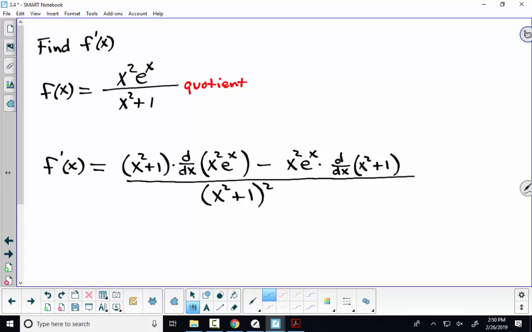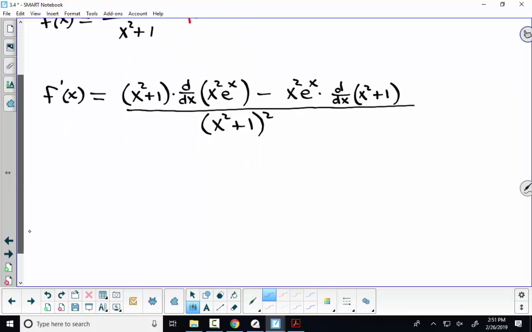Okay, so that's what we're left with. Once we fill in this derivative and then the other derivative, then we have the derivative. We just have to compute these derivatives individually now. Is everybody okay with where we're at?